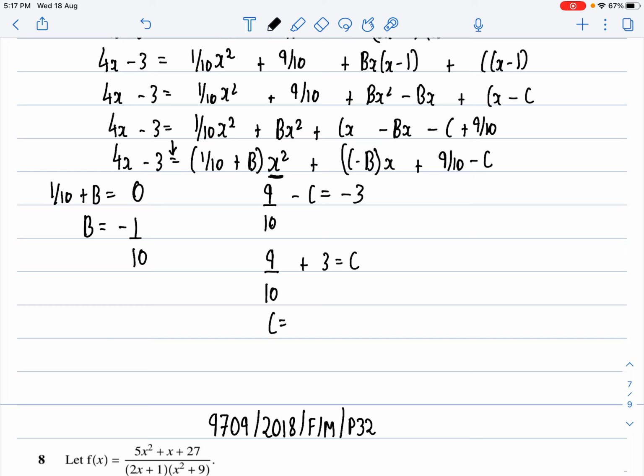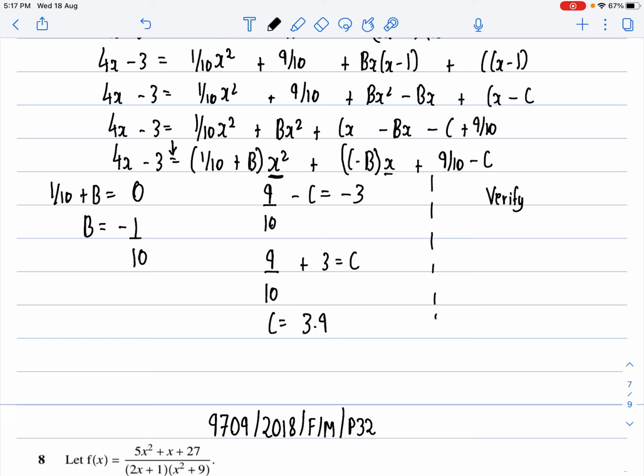So you get your c basically as 3 plus 9 over 10, which is basically 3.9, correct? So you can write this as 3.9 or 39 over 10. Now this is your value for b and c. Just to confirm, this is basically for verification.